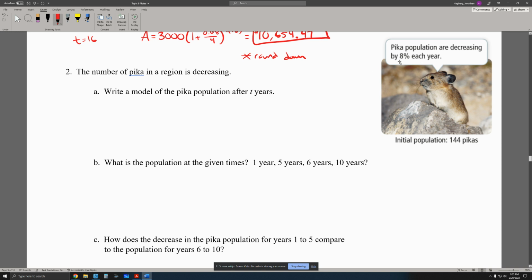All right, so number 2, determine the number of pica in a region knowing that it's decreasing 8% each year. We have the initial population is 144 picas. Write a model of the pica population after t years.